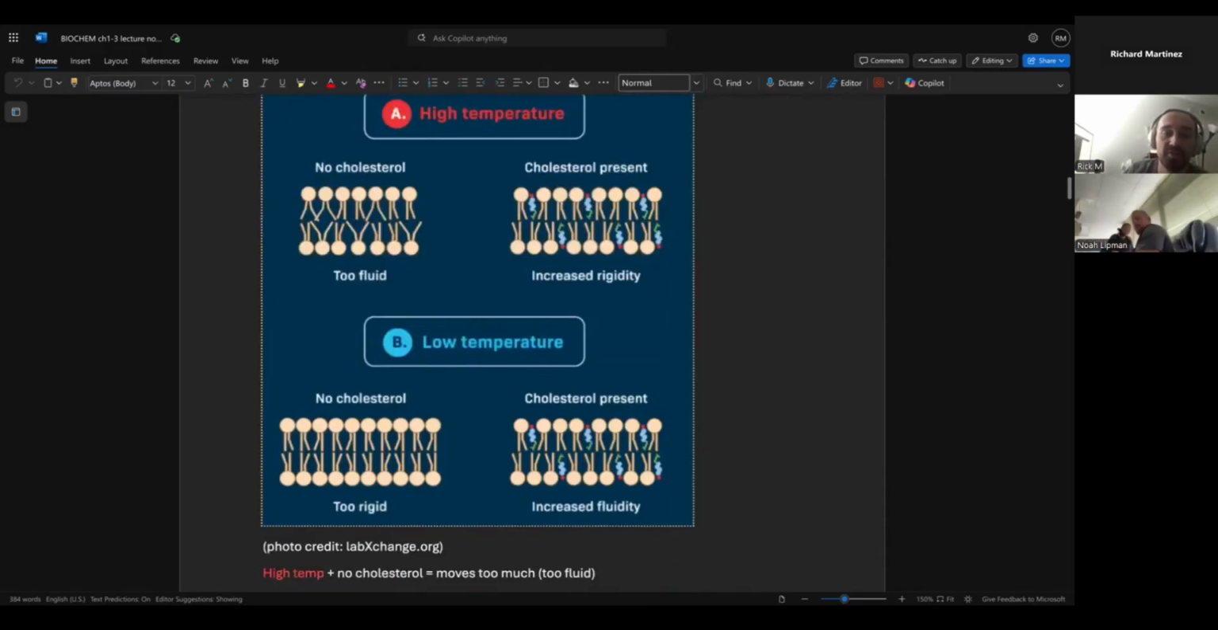Okay, temperature can change the rigidity. So if we have temperatures way up to the sky, that makes it super rigid, makes it super packed. And if the temperature is very low, then it increases the fluidity, makes everything kind of just flow a little bit better.